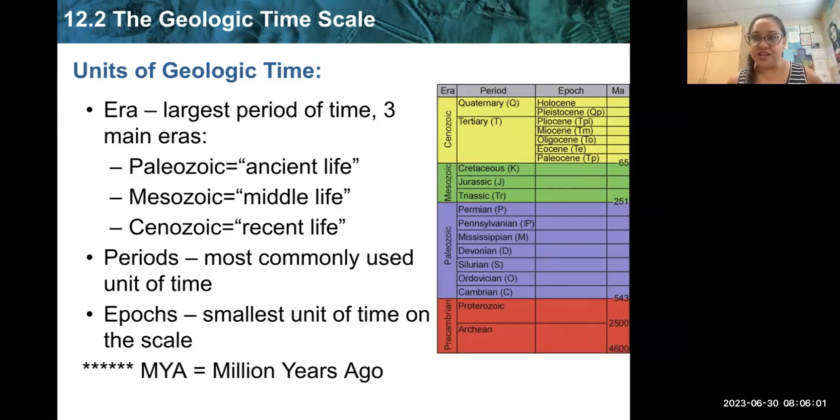You will see the abbreviation MYA a lot on the geologic time scale. That stands for millions of years ago. If you ever see BYA, that stands for billions of years ago.